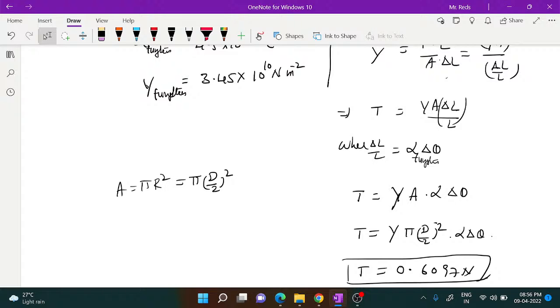Seventeen. Two wires of the same material have masses in the ratio of 3:4. The ratio of their extensions under the same load, if their lengths are in the ratio of 9 by 10. Ratio of their extensions.